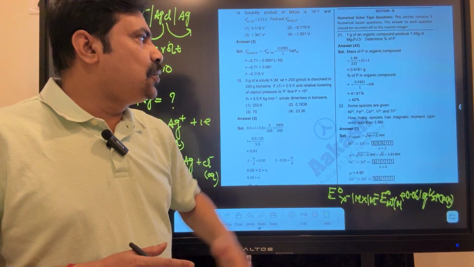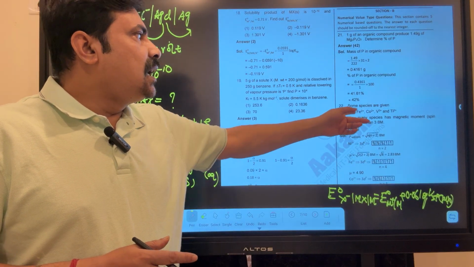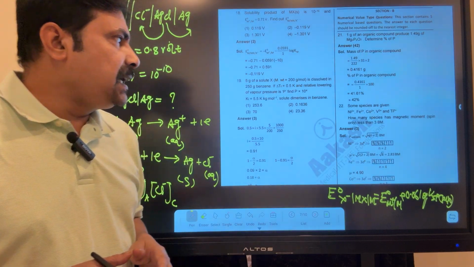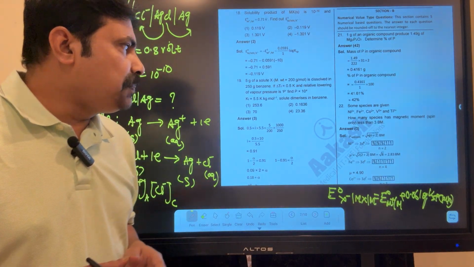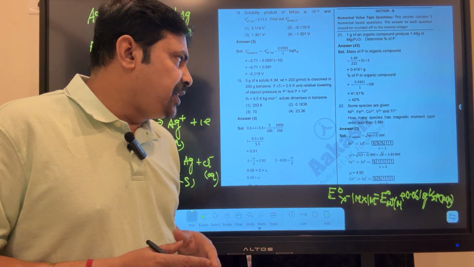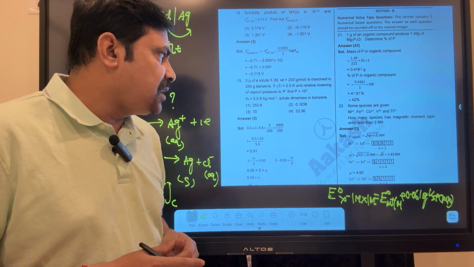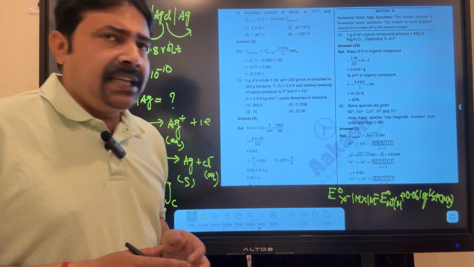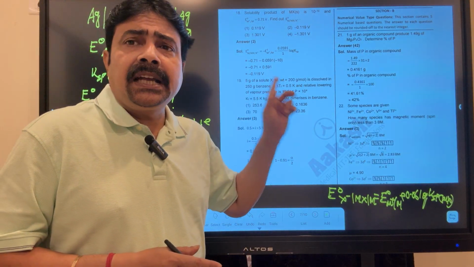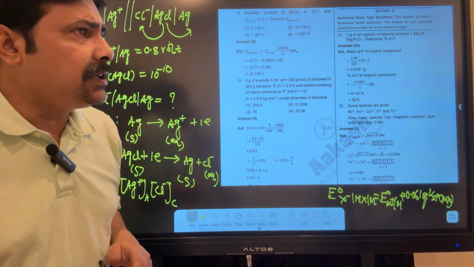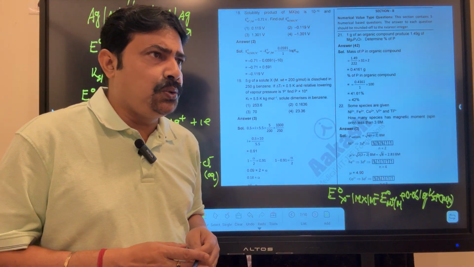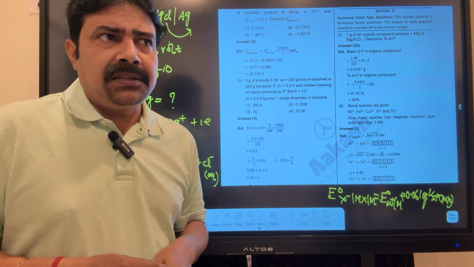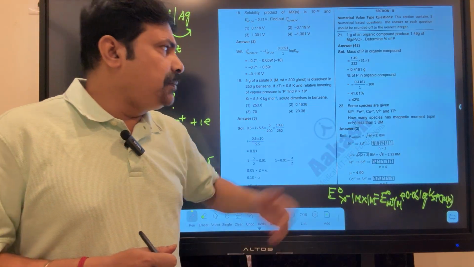And now the last few questions: you have to calculate the number of unpaired electrons in all the species. Nickel plus 2 has 2 unpaired electrons. Iron plus 2 has 4 unpaired electrons, d6 configuration. Nickel is d8 configuration. Cobalt plus 2 has 3 unpaired electrons. Vanadium plus 3, vanadium means scandium, titanium, vanadium, so d3, d2, means 2 unpaired electrons. Titanium plus 2 means you have 2 unpaired electrons.